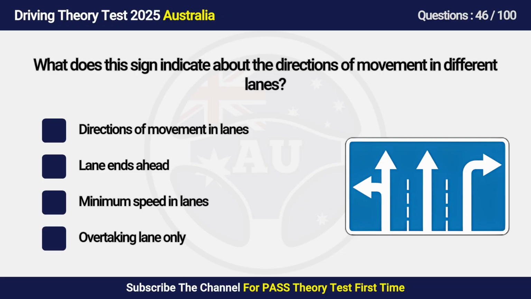A. Directions of movement in lanes. B. Lane ends ahead. C. Minimum speed in lanes. D. Overtaking lane only.